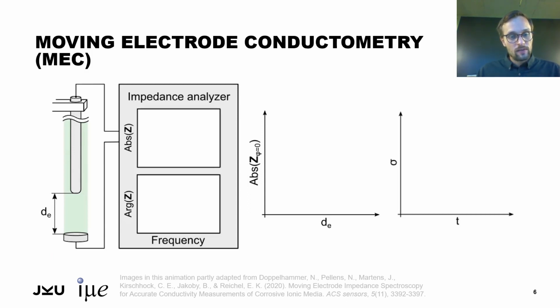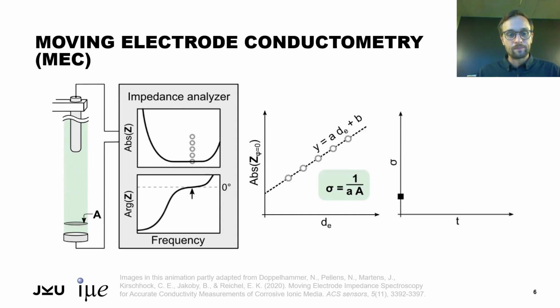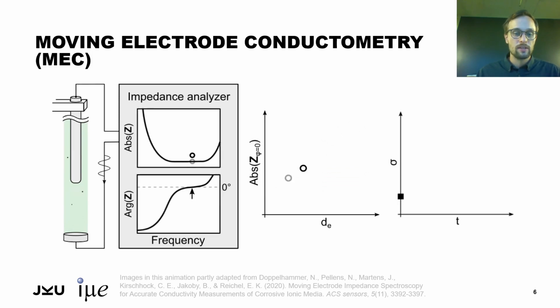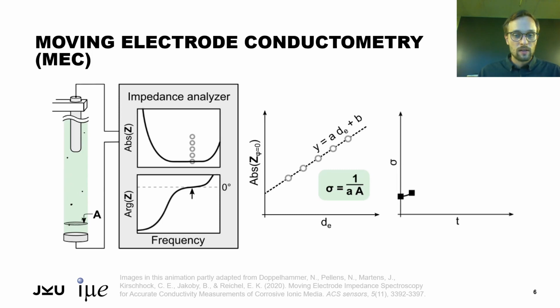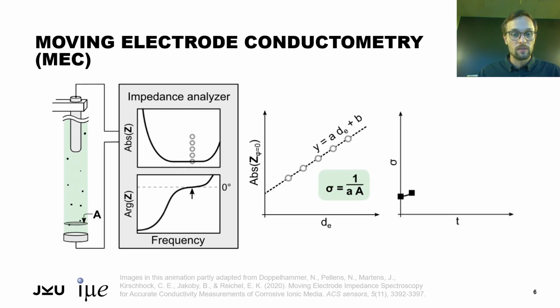So here on the left you see the conductivity cell in a much simpler geometry, and the two electrodes that are connected to a potentiostat or an impedance analyzer. In the first step, we record a frequency spectrum in a large frequency range in order to determine the frequency where the phase shift is 0. At this frequency, the impedance resembles a purely ohmic resistor, and therefore we select this frequency as the measurement frequency.